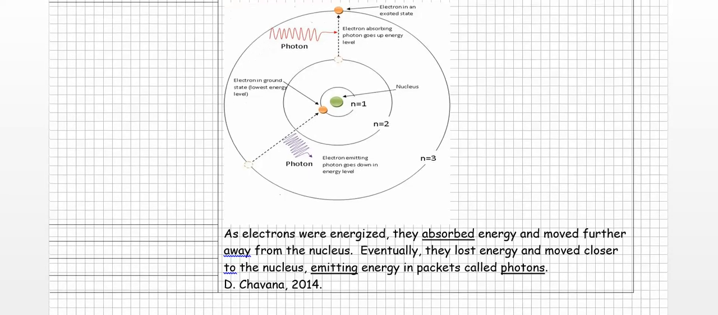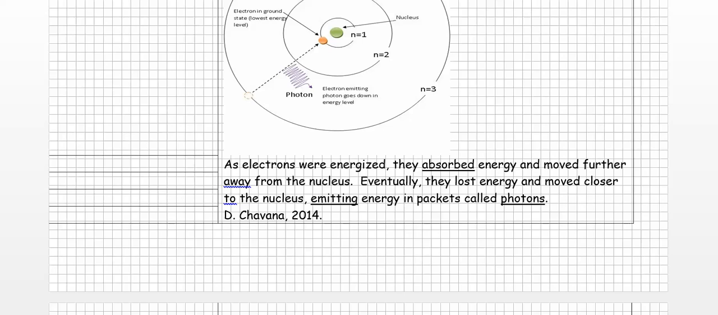This helped to shape the Bohr model. As electrons were energized, they absorbed energy and moved further away from the nucleus. Eventually, they lost the energy and moved closer to the nucleus, emitting energy packets called photons. All right? Photons.